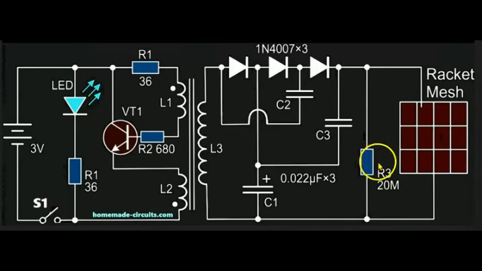The resistor R3, which is 20 megaohms, acts as a bleeder resistor and slowly discharges the capacitors after switching off the circuit. Without this resistor, dangerous voltage could remain stored in the capacitors for a long time.